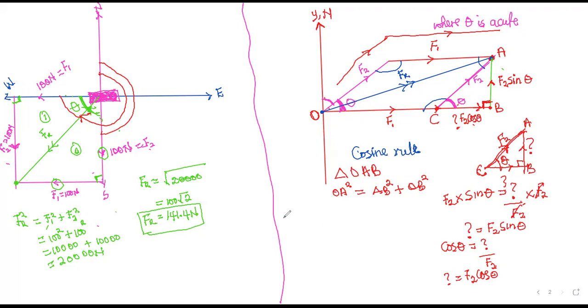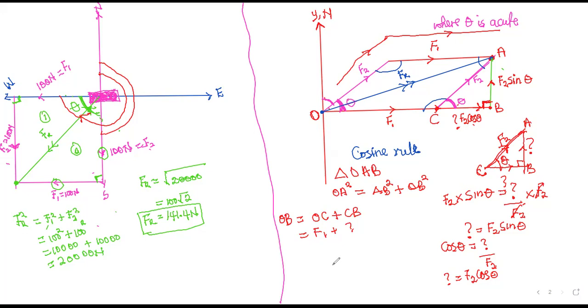You see, OB is equal to OC plus CB. OC is known. OC is equal to F1. CB, you don't know. You don't know CB. So I'm looking for CB so that when we add that to F1, we can find OB.